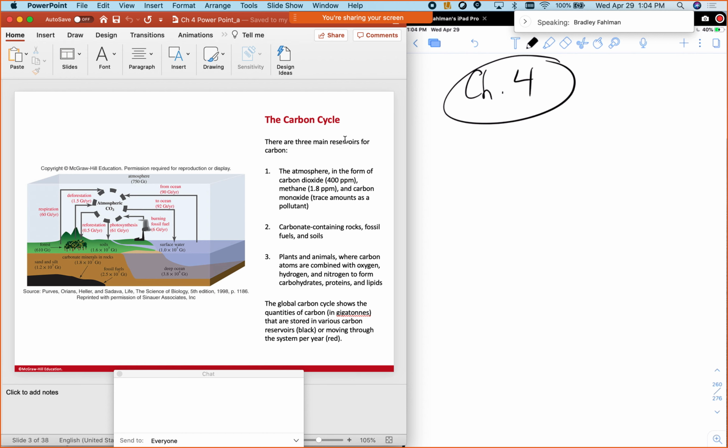If you know the three main reservoirs for carbon: in the atmosphere you have CO2, methane, carbon monoxide; then carbonate-based rocks predominantly; and then plants and animals, like our building blocks. Those, these three at least, would be good to know. That's all really the black things in this figure, just these reservoirs. And then being familiar with deforestation releasing carbon in the form of CO2.